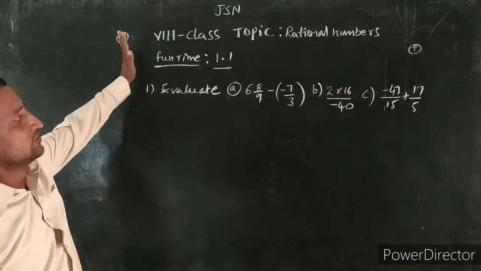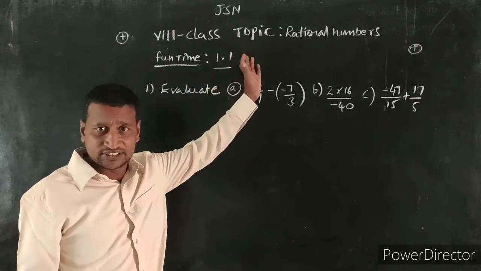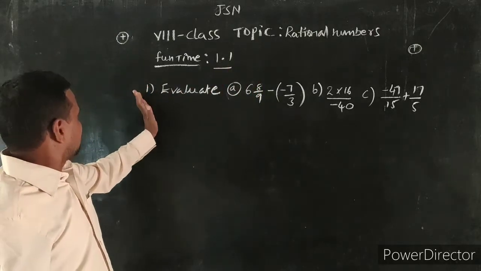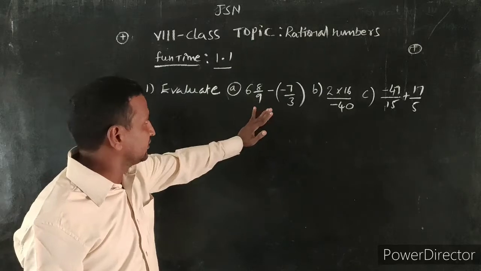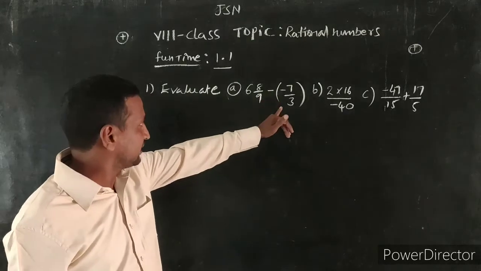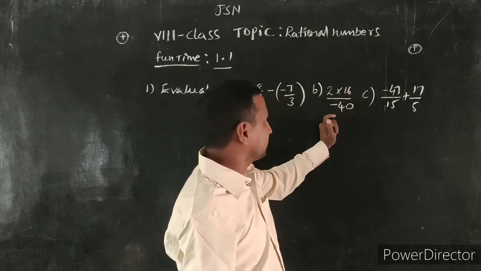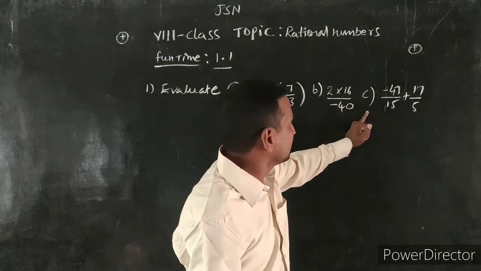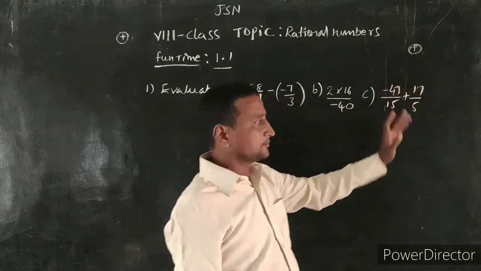Let us evaluate some problems regarding the properties of rational numbers. First problem, evaluate: A, 6 and 8 by 9 minus minus 7 by 3; B, 2 into 16 by minus 40; and C, minus 47 by 15 plus 17 by 5.